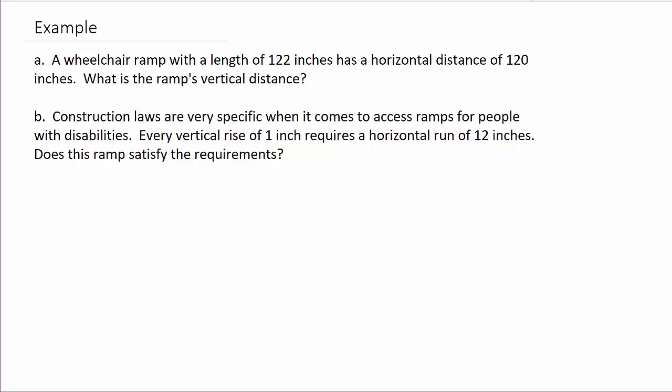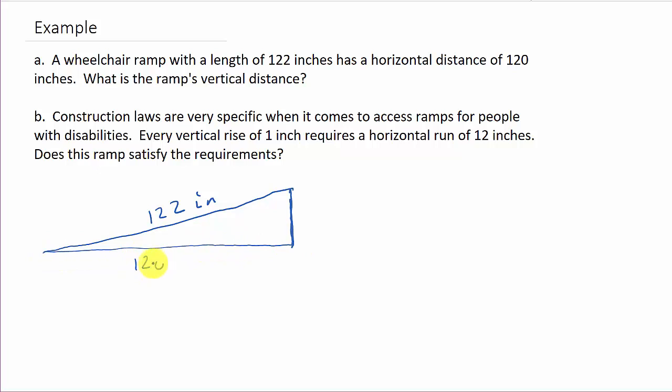All right, well, let's draw a picture. The ramp is 122 inches and it has a horizontal distance of 120. So let's go ahead and draw the ramp in, and here's the vertical distance, and there's your ramp. The ramp has a length of 122 inches, so that means this would be 122 inches. And then the horizontal distance is 120, that's from here to here.